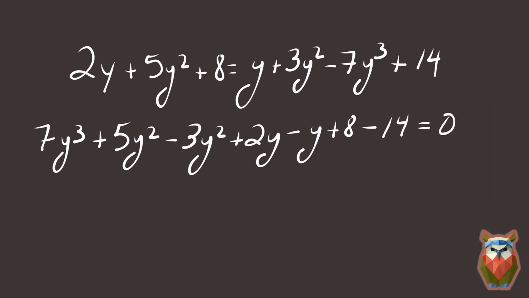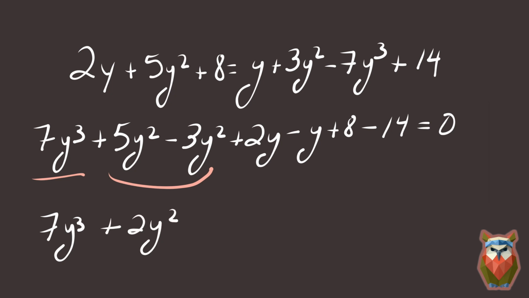Are there any like terms here? There's only one term where y is cubed, so that doesn't combine with anything else. We'll write that, 7y cubed. Next come the terms where y is squared. We can add the like terms, 5y squared and negative 3y squared. So next comes plus 2y squared.